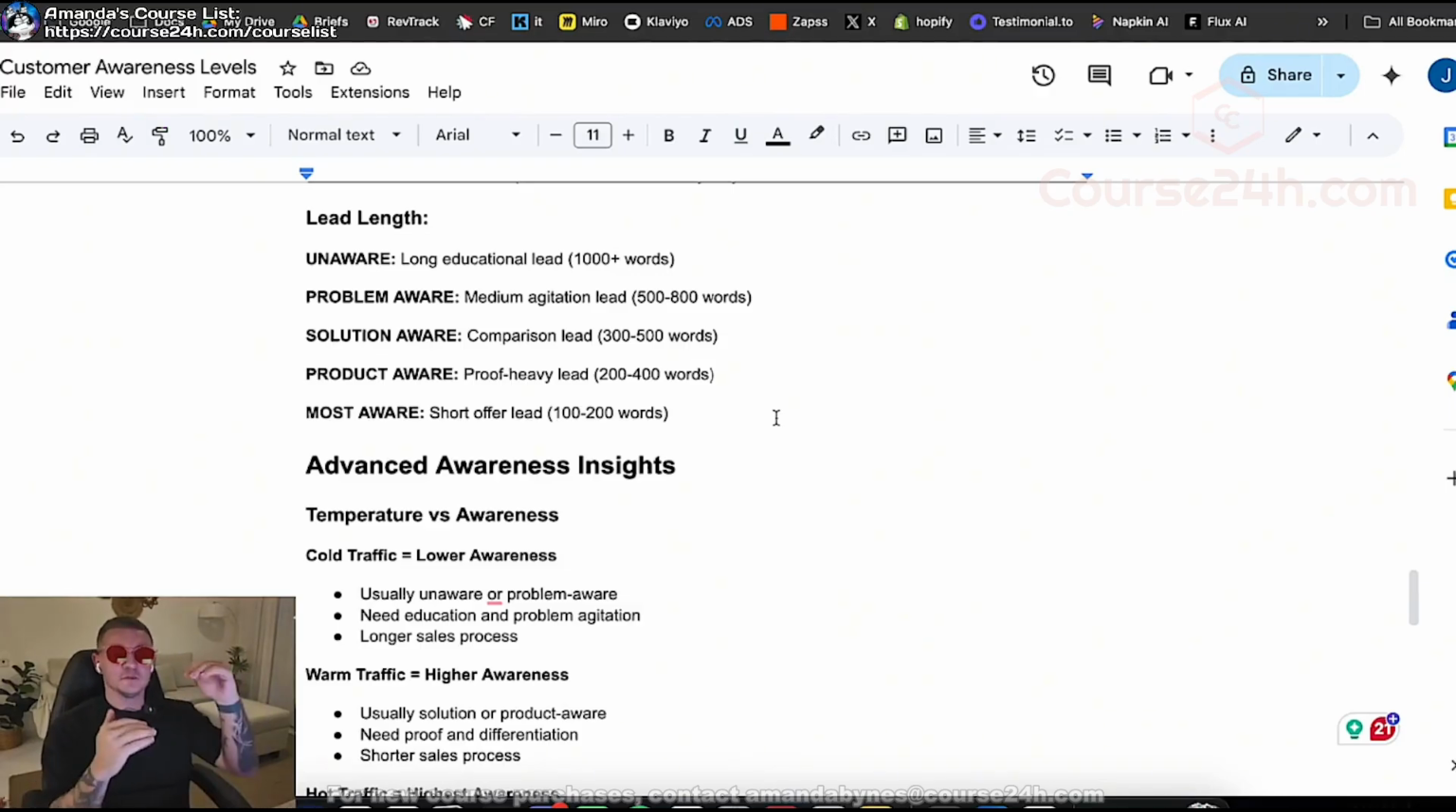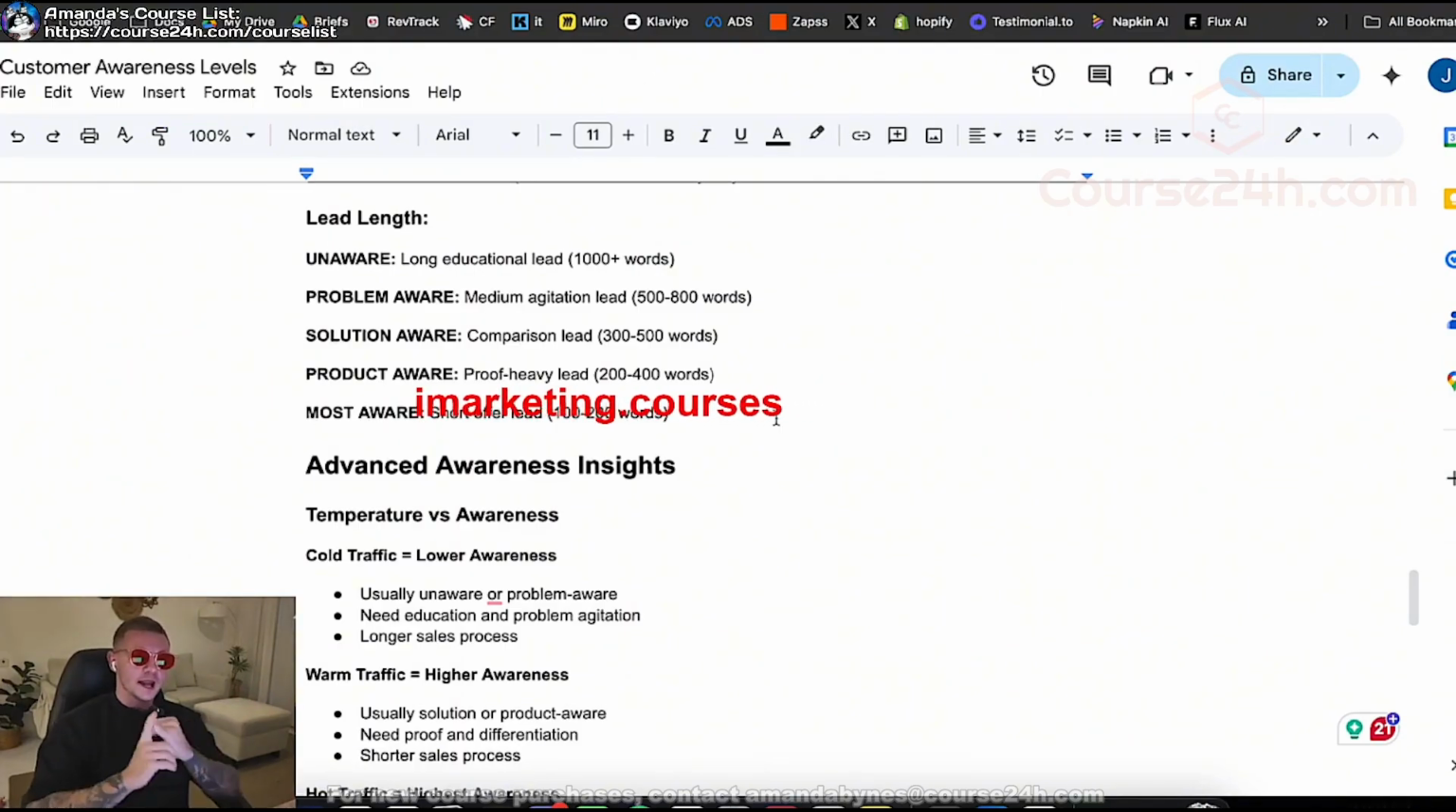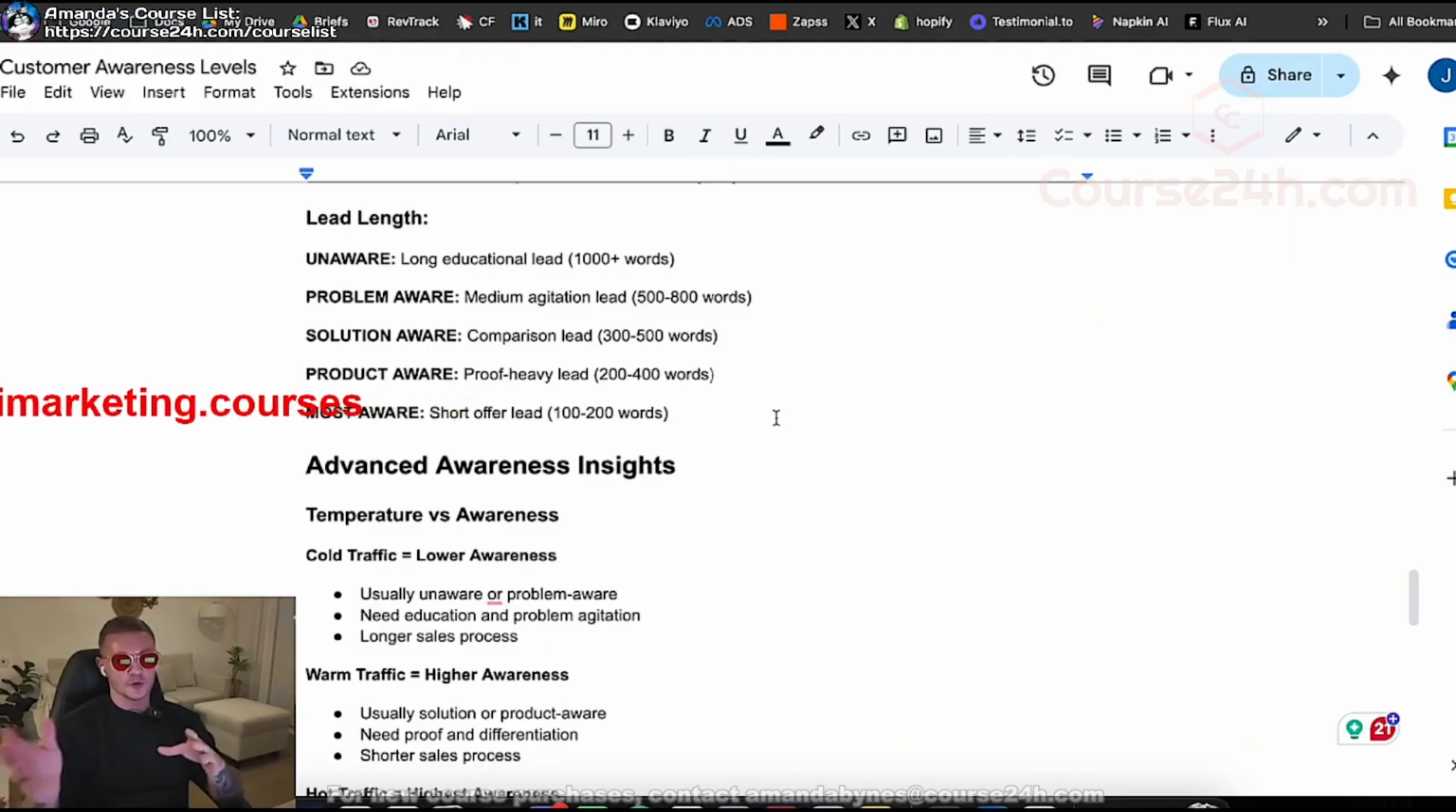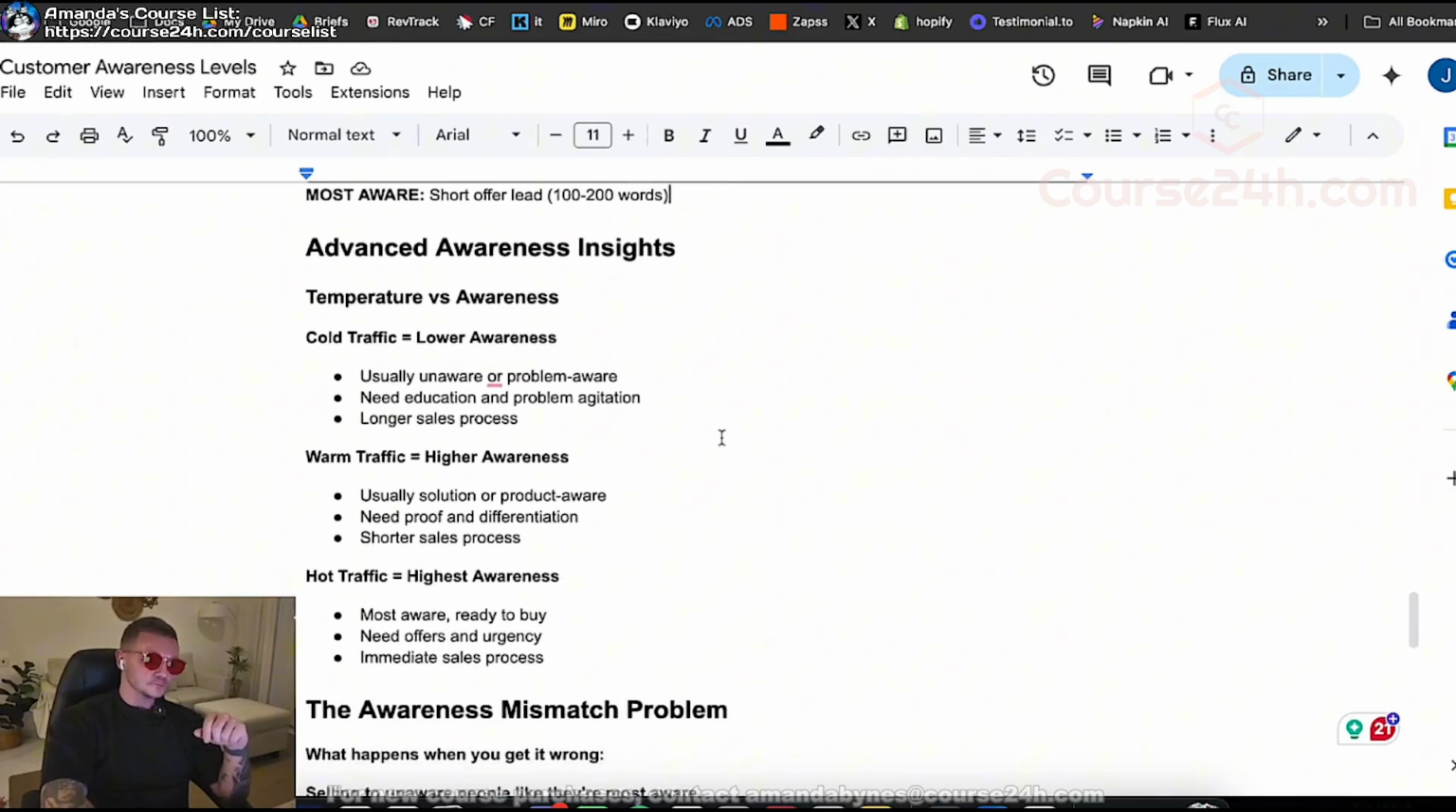The lead, or it can even be the first few lines in an email. So unaware, we want to use a long educational lead, 1,000 words plus. Problem aware, medium agitation lead, 500 to 800 words. Solution aware, comparison, we're going to be talking about other solutions that are out there. Product aware, proof heavy lead: 50,000 people trusted us, that's why you should too. Most aware, short offer lead.